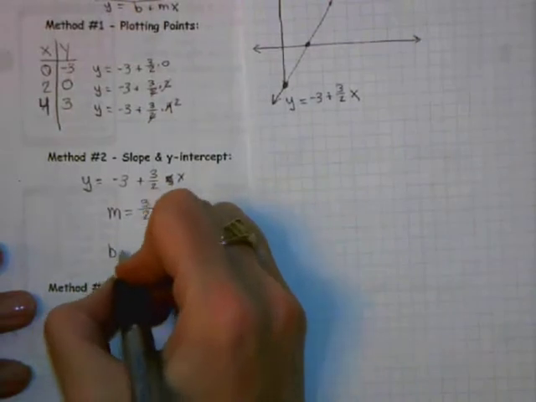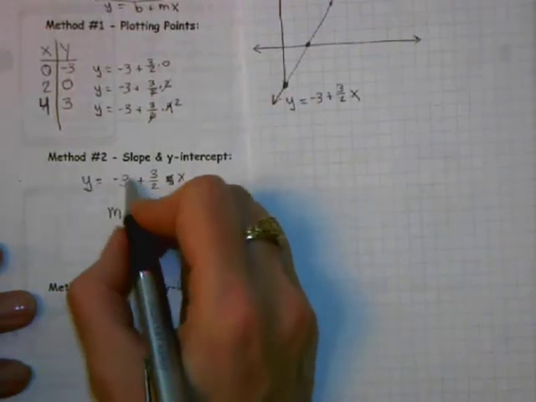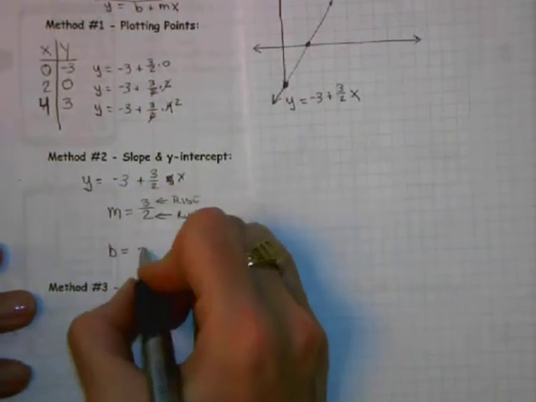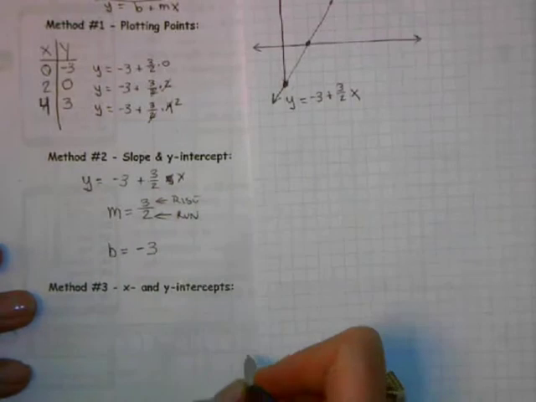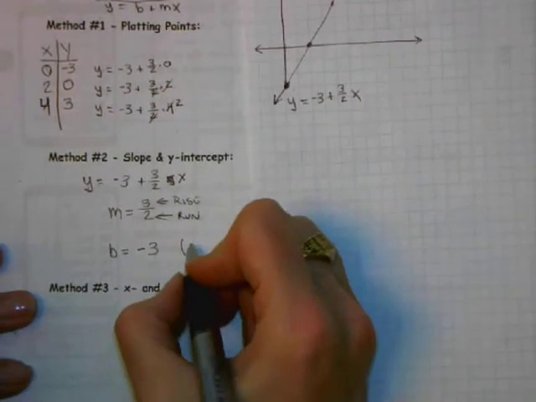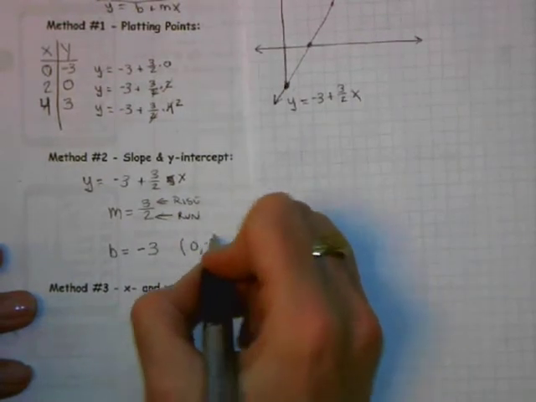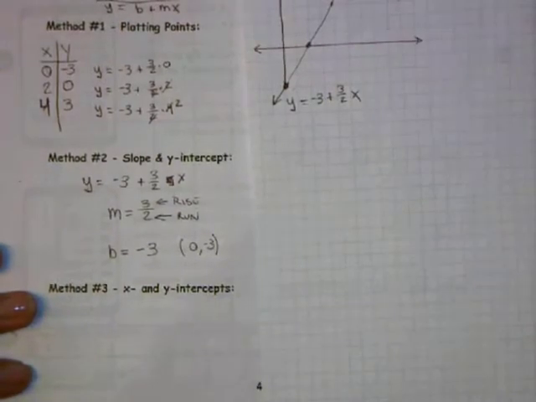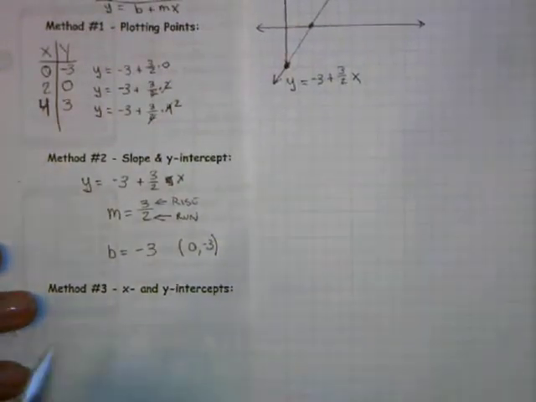It's also helpful to remember that the y-intercept is the constant. It's the number that stands by itself. So in this case, it's negative 3. The y-intercept means that the point (0, -3) is a point on our line. I can use this information.